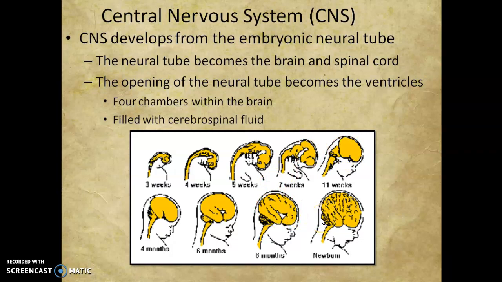Now your brain will continue to develop after a baby is born, which is why you have the sutures in your skull, if you remember from our bone chapter. Those sutures are super important so that the brain can continue to develop, continue to grow, and adapt to all the things that babies have to learn right away as soon as they're born.